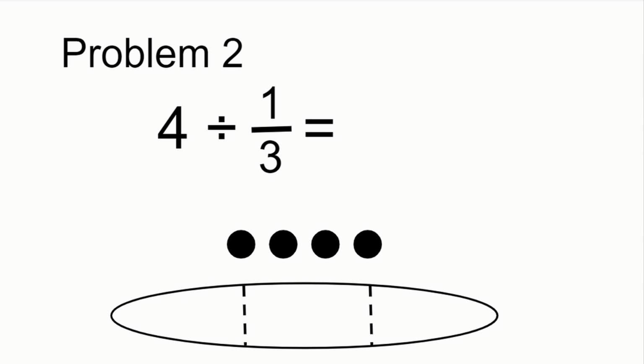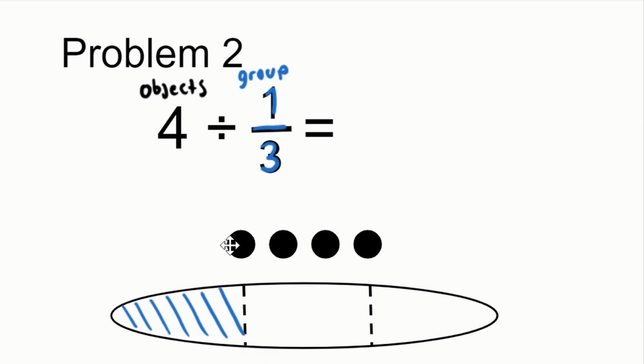Problem 2. 4 divided by 1/3. What does this problem represent? This problem is telling us we have 4 objects, and this 1/3 is telling us we're sorting into 1/3 of a group. So given my whole group, I'm going to sort these objects into 1/3 of it. So let's go ahead and place these objects into 1/3 of a group.